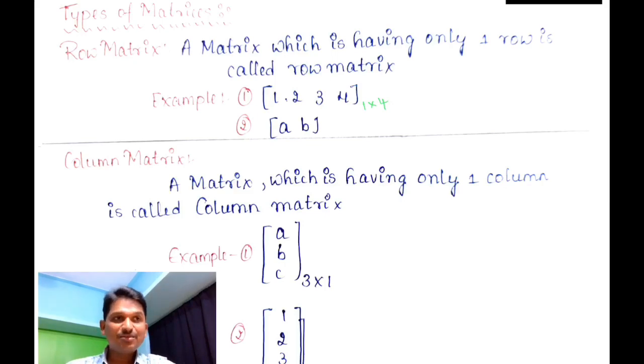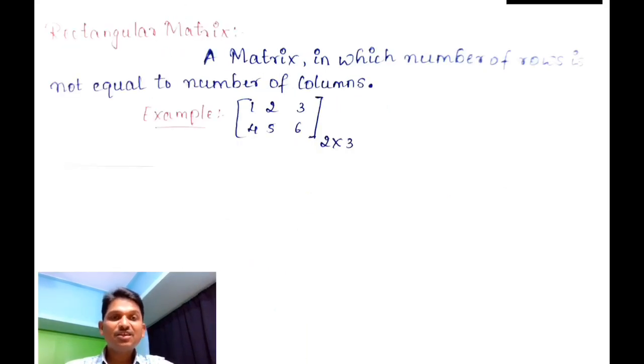What is rectangular matrix? A matrix in which number of rows is not equal to number of columns. This is important. You observe this matrix. Number of rows 2, number of columns 3. Are they equal? No. So that matrix is known as rectangular matrix. Simple definition. Number of rows not equal to number of columns, then we say that matrix is a rectangular matrix.